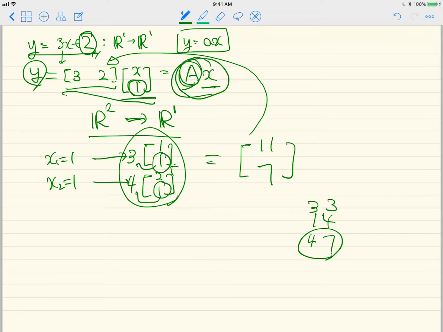Because we can simply change an affine transformation into a linear transformation by adding this bias term into our input vector, and then our transformation has its domain defined in a space with one more dimension. But anyways, this is an example of a linear transformation.